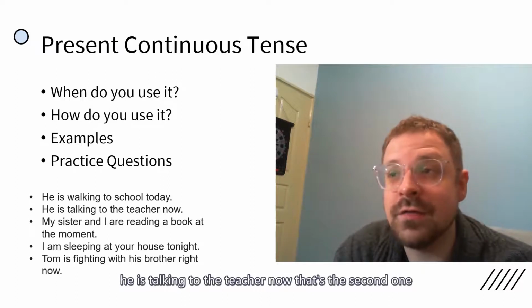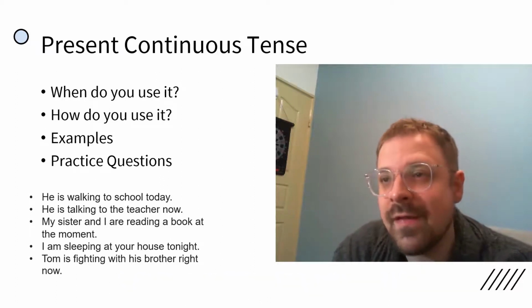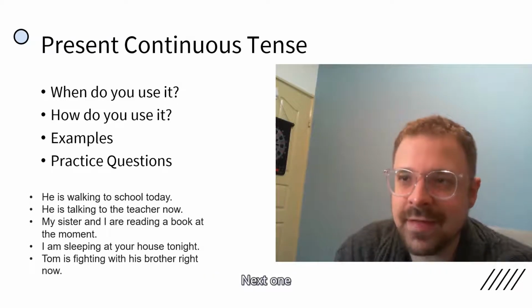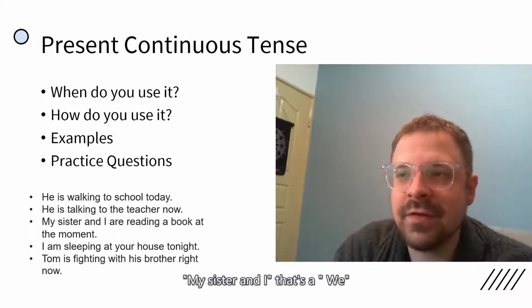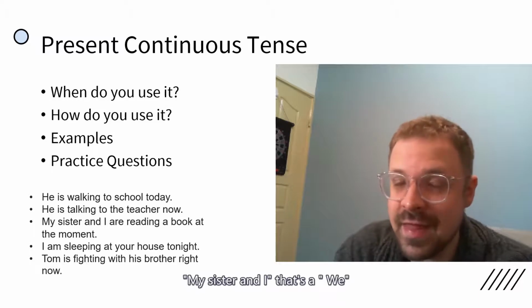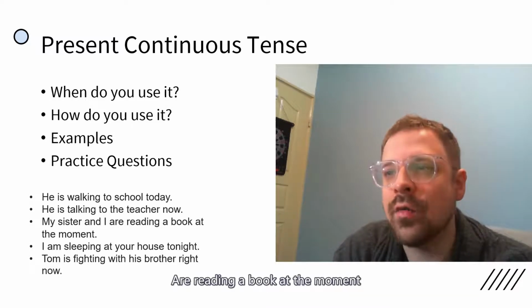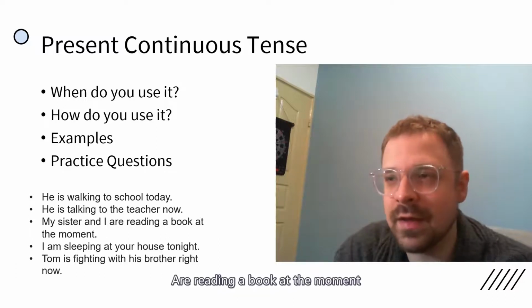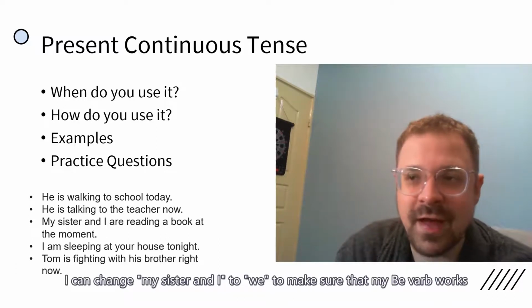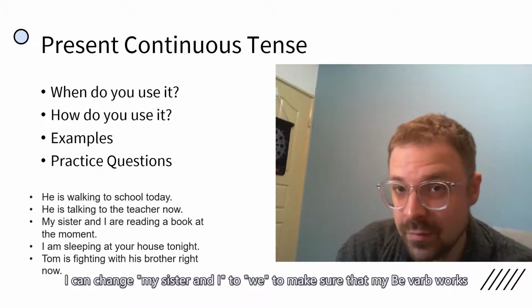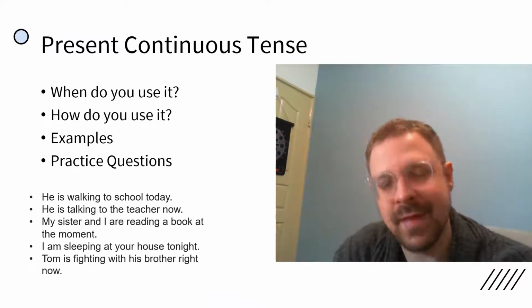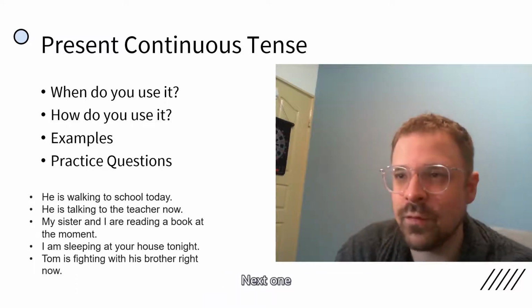He is talking to the teacher now. That's the second one. Okay, next one. My sister and I, that's a we, are reading a book at the moment. I can change my sister and I to we to make sure that my be verb works. We are reading a book at the moment. Yep, works for me. Next one.